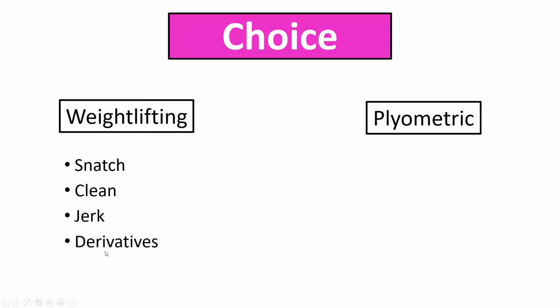Their derivatives, however, things like a power clean or a hang snatch or a power jerk, are all kind of bits and pieces of the snatch, clean, and jerk to focus more on very specific movement patterns. We'll get into more of that in our kind of lab discussions.